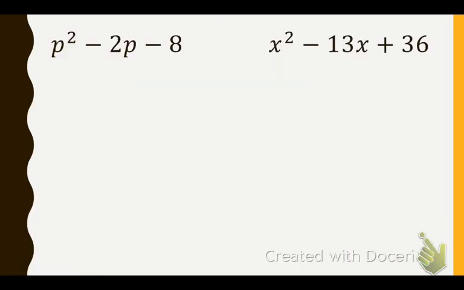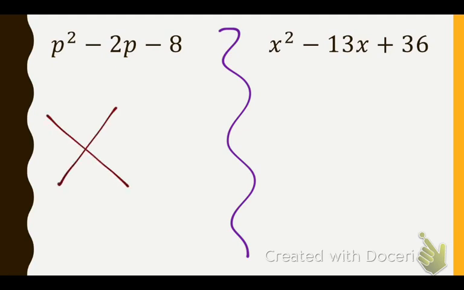We're going to do these two examples. All right, so we're going to draw our x. The b term goes in the top, and b is negative 2. A times c goes in the bottom, so a is 1, and c is negative 8. 1 times negative 8 is negative 8.